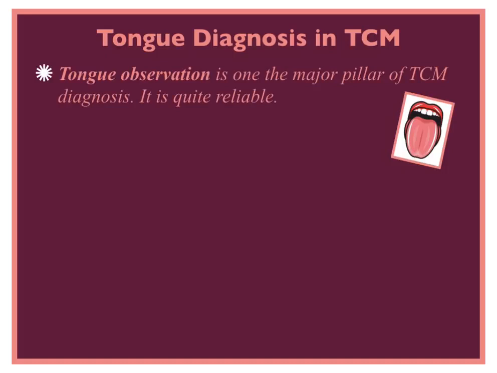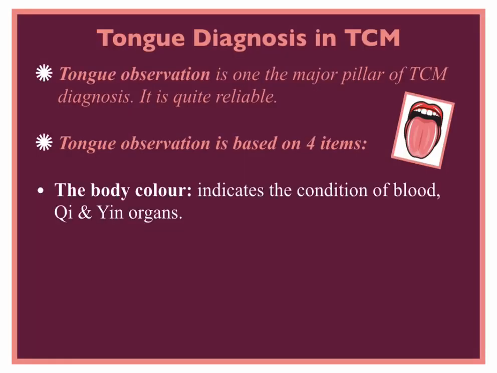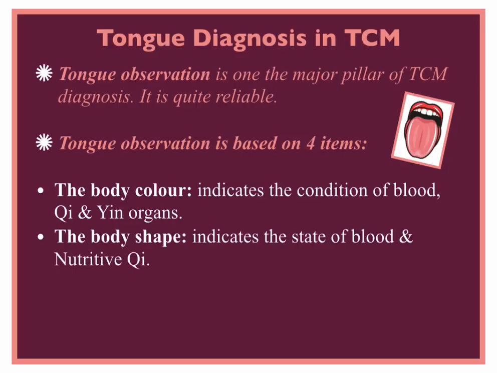So tongue observation is one of the major pillars of TCM diagnosis, right? And it is quite reliable compared to the pulse, which is not always the case. Tongue observation is based on the following 4 items. First, we look at the body color. The body color indicates the condition of blood, qi, and the yin organs, which are heart, liver, kidney, spleen, lung, right? Pericardium. Hopefully we know that.